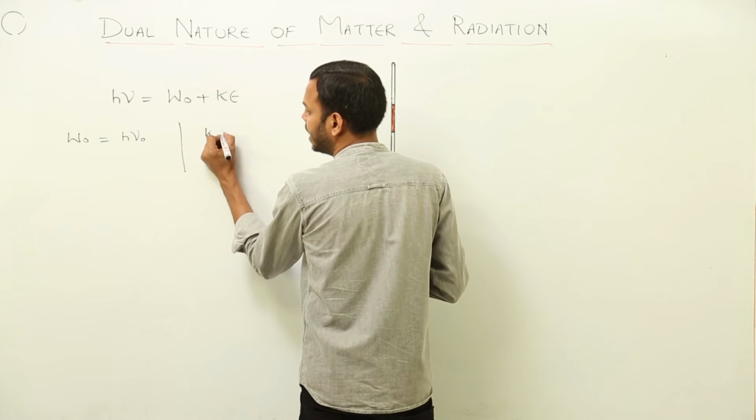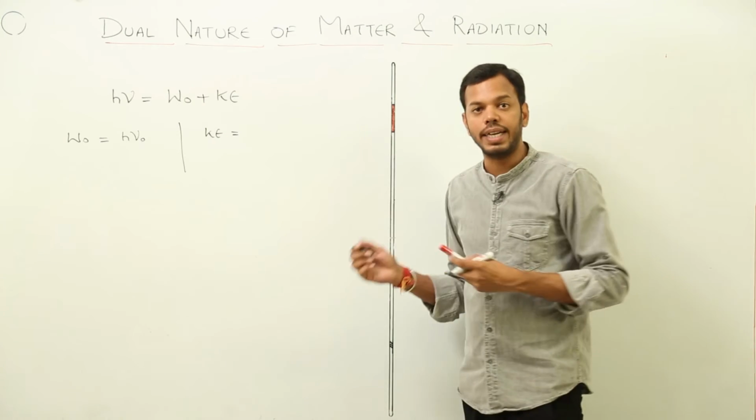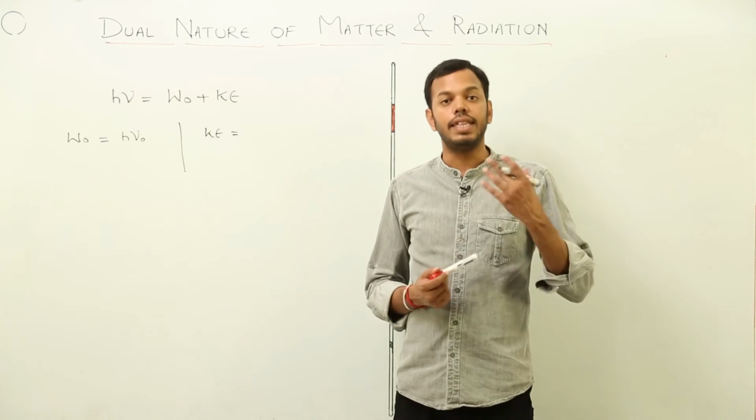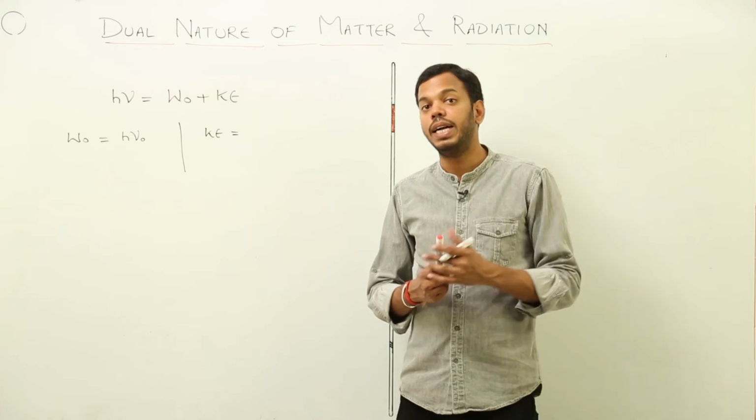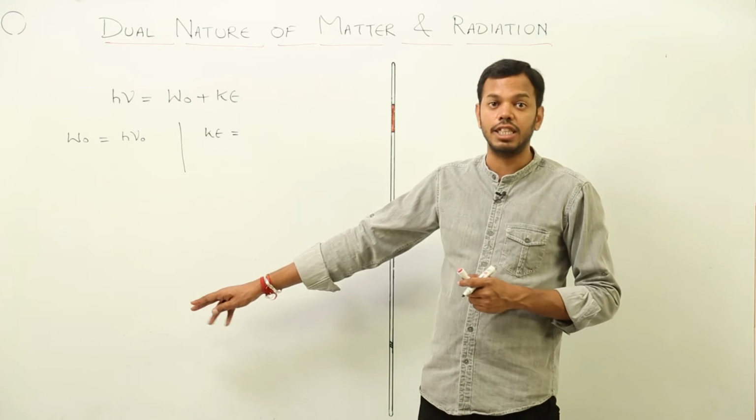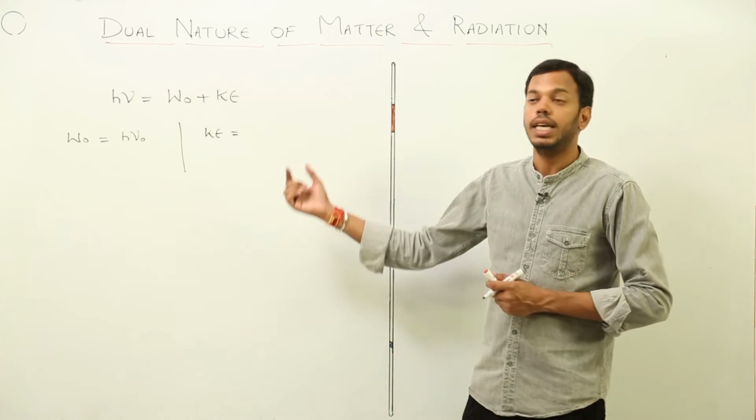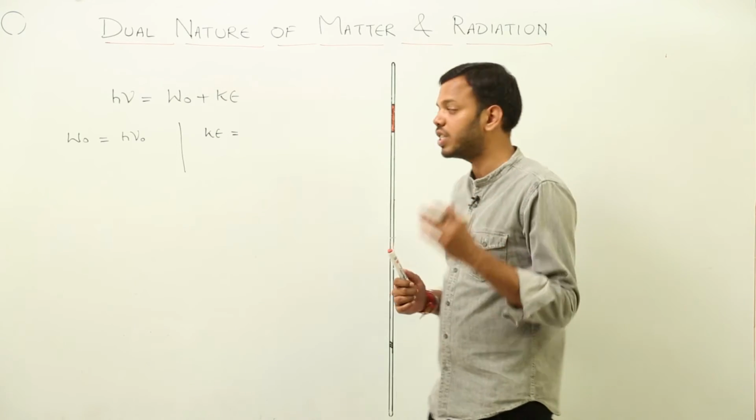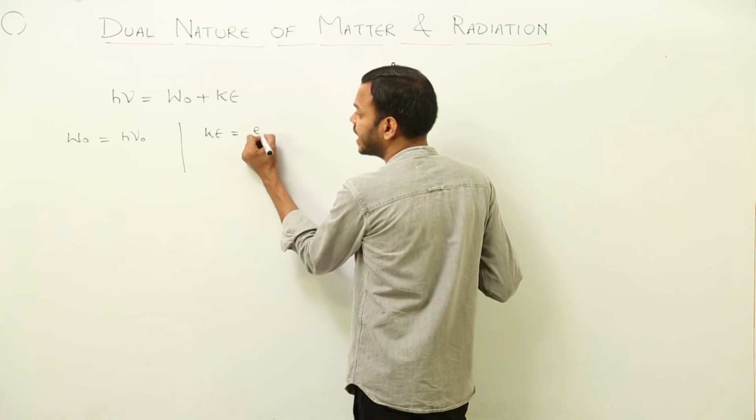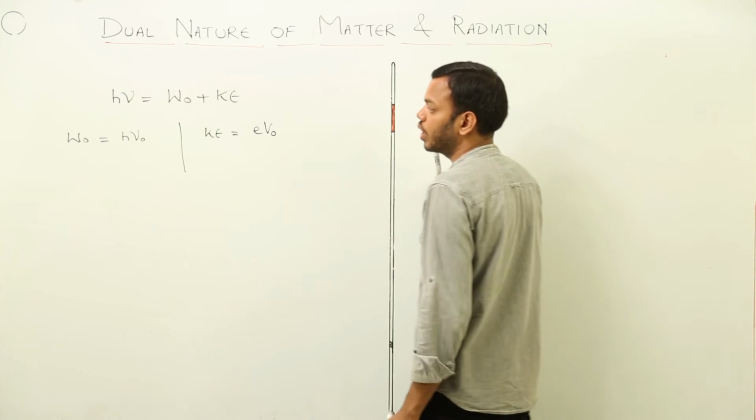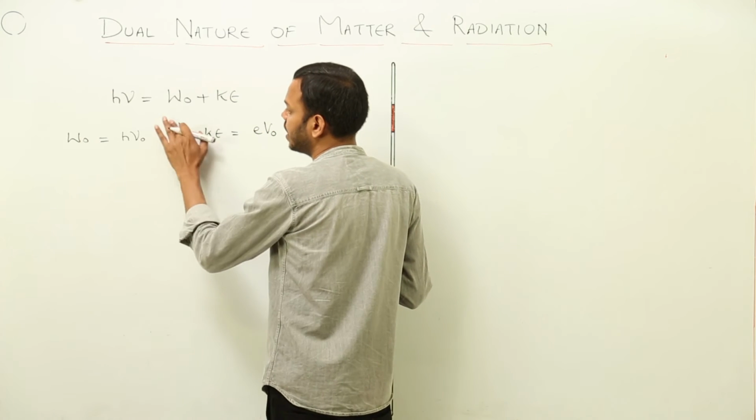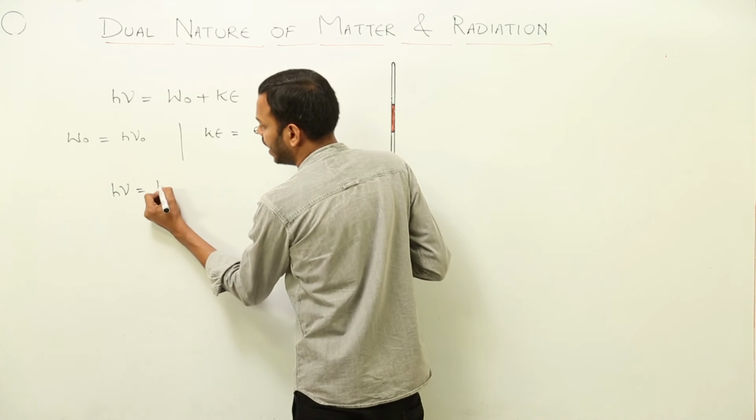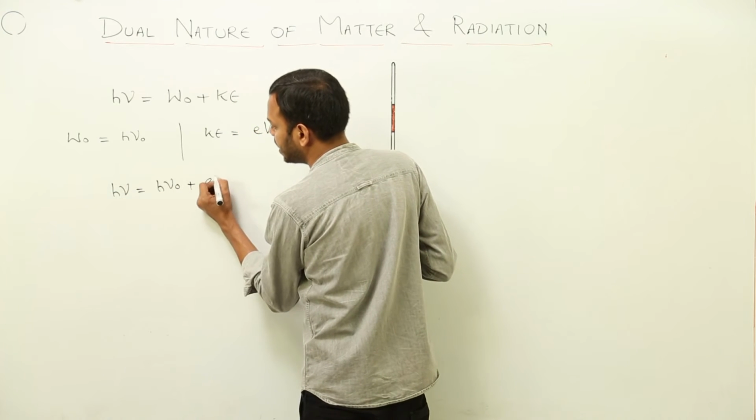For kinetic energy, we know that those particles which were traveling towards the positive terminal were getting repelled when using the potential divider arrangement. When we change the polarity of the plates, that kinetic energy was opposed by the stopping potential, that reverse potential, and that is why kinetic energy can also be written as EV naught. So with these 2 new terms, we have a new equation: h nu is equal to h nu naught plus EV naught.